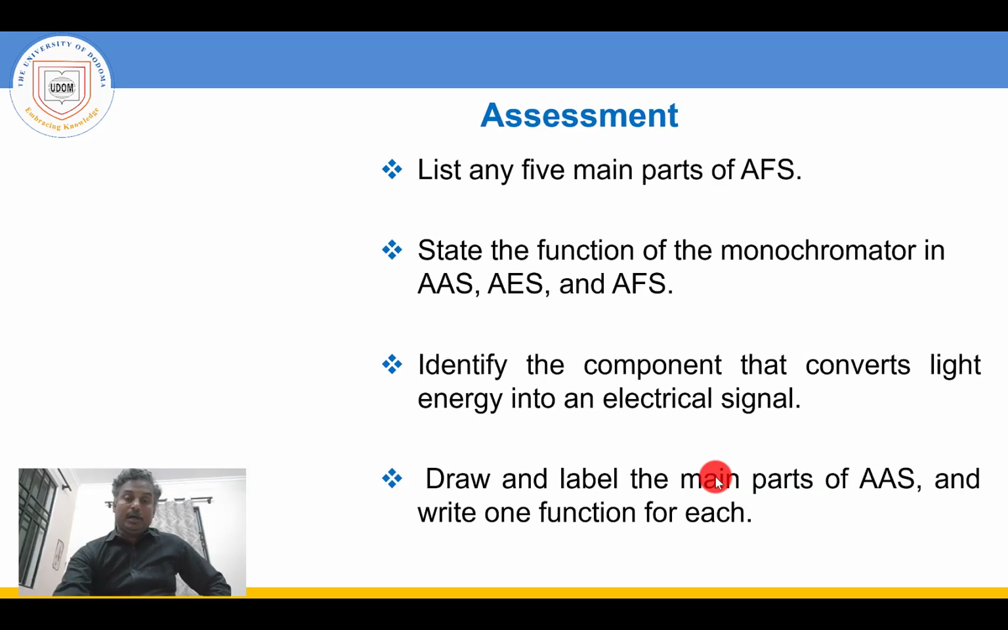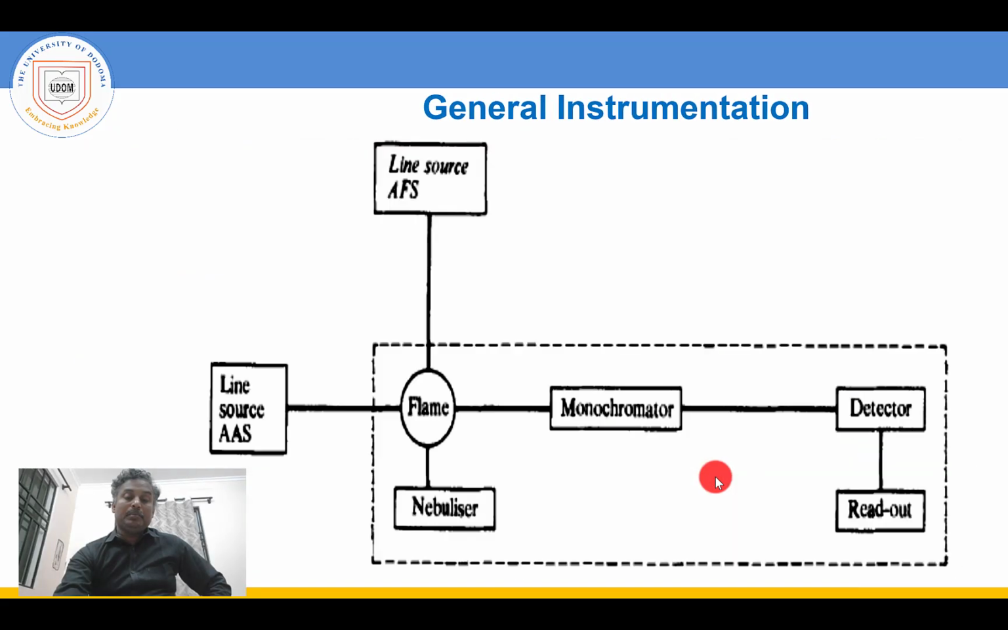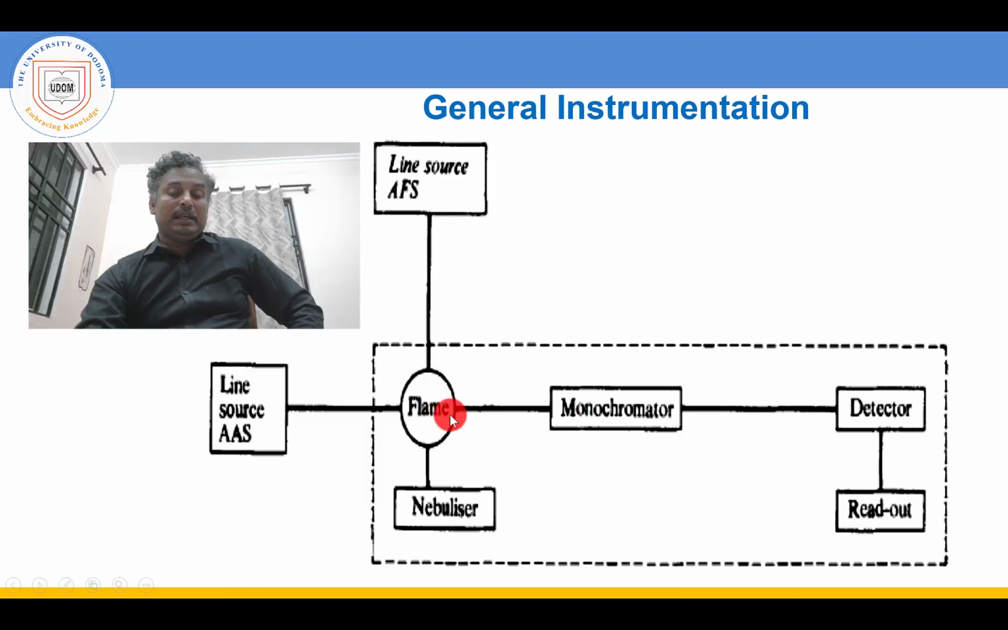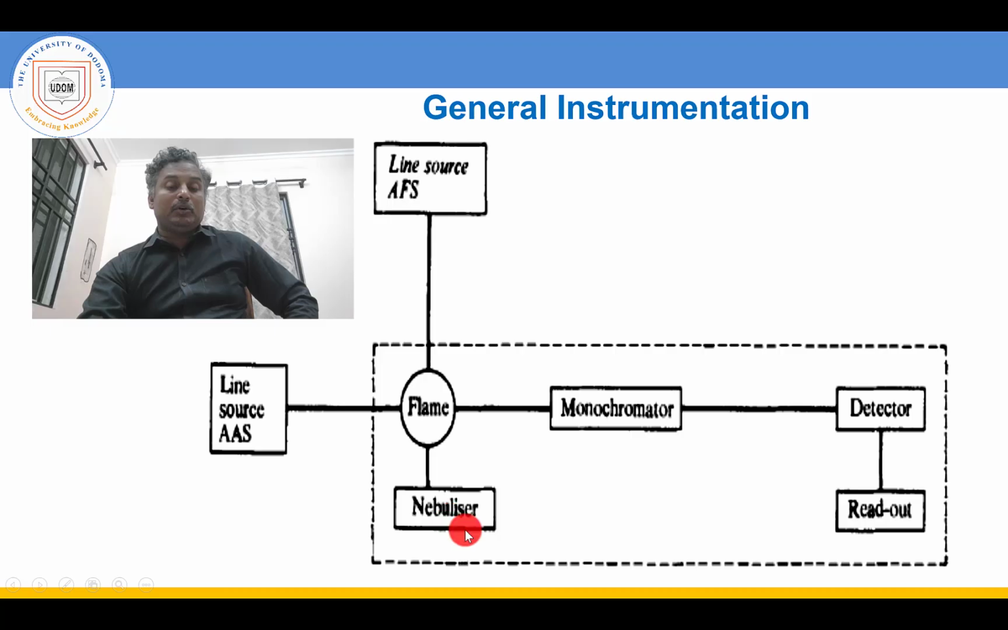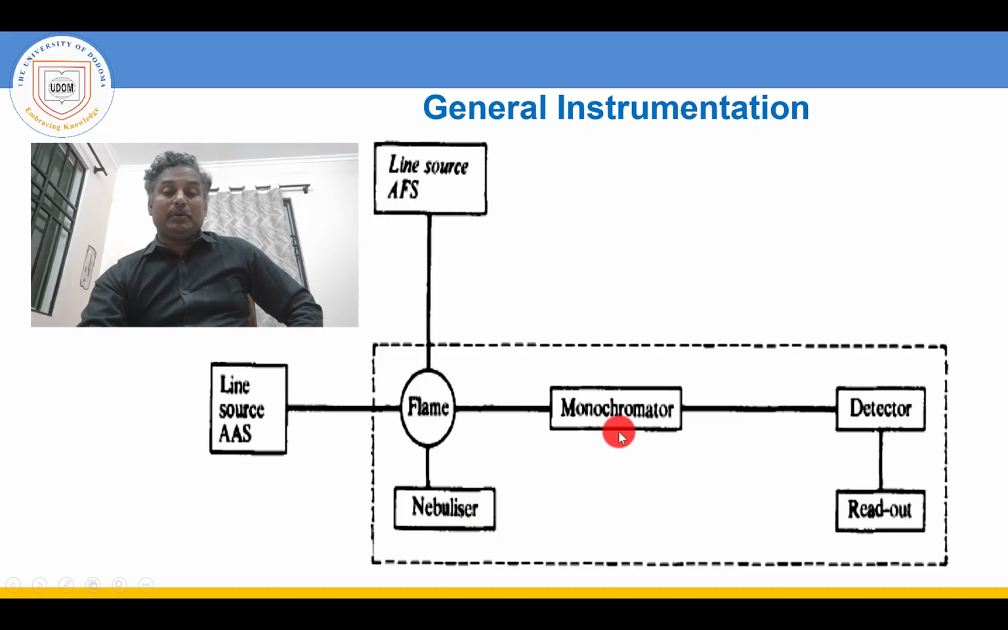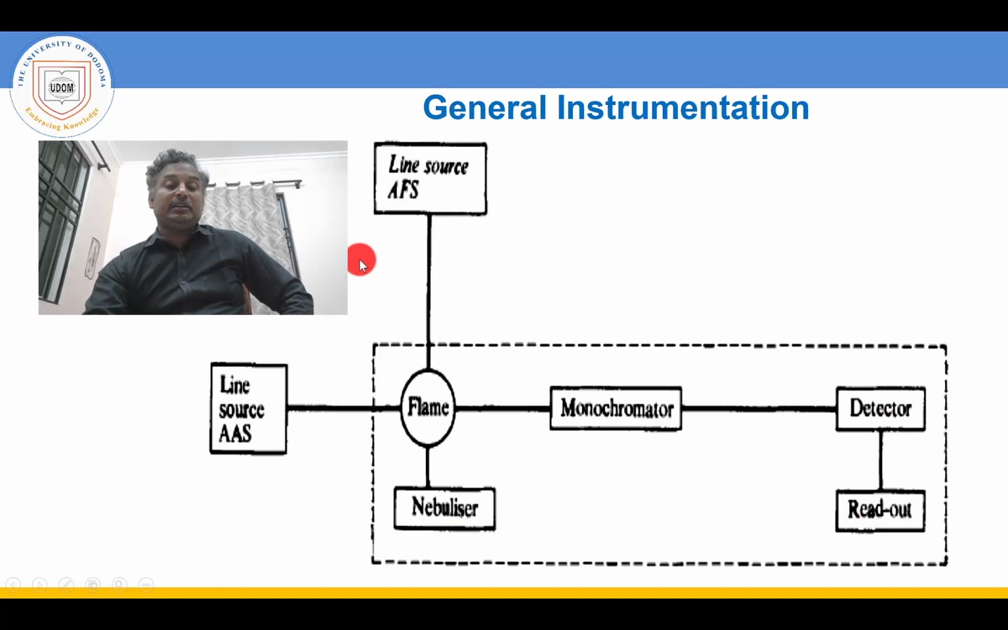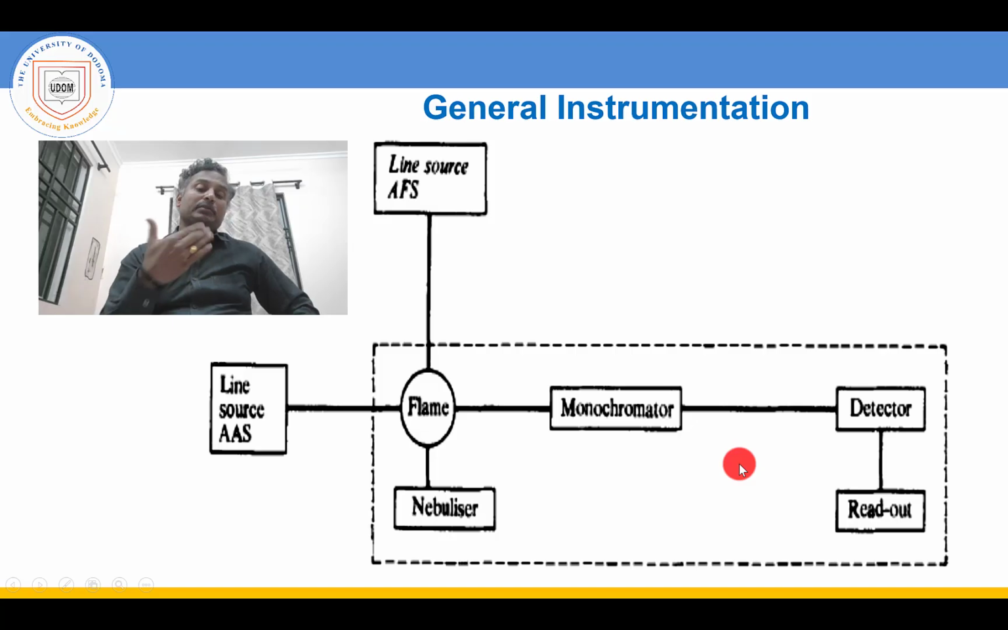For example, now if you see the block diagram, here you are seeing flame. So we need to learn about the flame. We need to learn about nebulizer. We need to learn about monochromator and detector, and also we need to learn about the line source. So like this, we are going to learn about each part of the instrument in more detail in the next class.